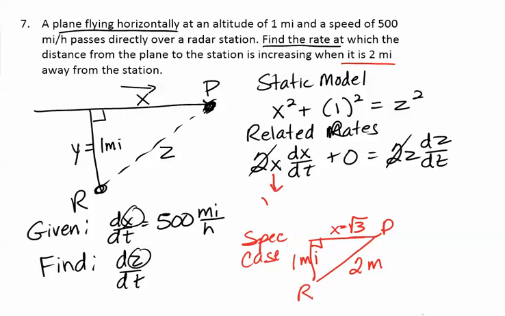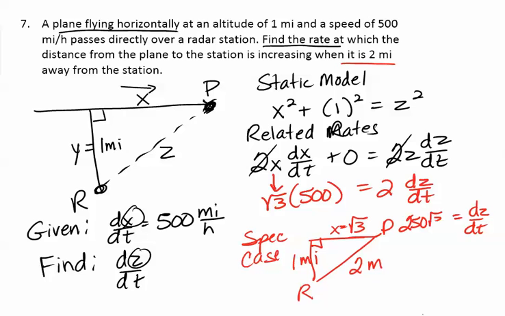Our dx dt was the speed of the plane. Our z is 2 miles, and dz dt is what we're trying to solve for. So our dz dt, if we divide both sides by 2, is 250 square root of 3 miles per hour. And we could round that off as a decimal if you wish, but an exact answer is always fine.